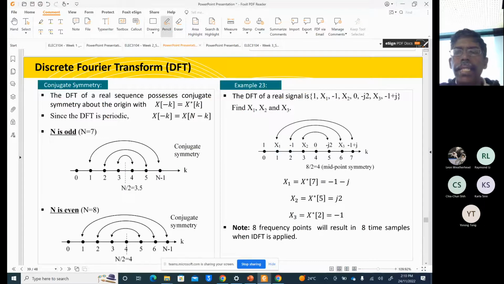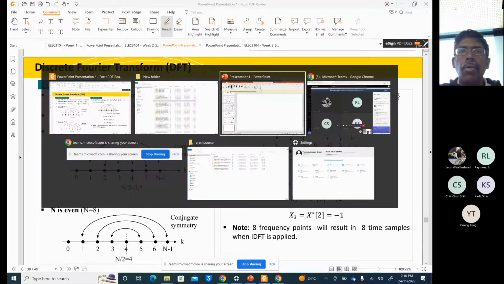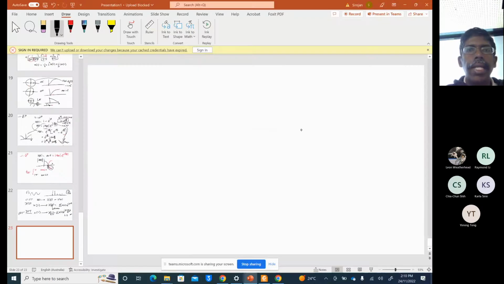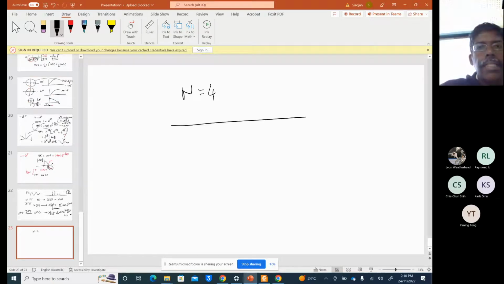And in the discrete Fourier transform, you have the conjugate symmetry. So if it is 4 point, n equal to 4, then you take the range 0 to fs into 4 divisions, and you are finding the values of these 4 points.